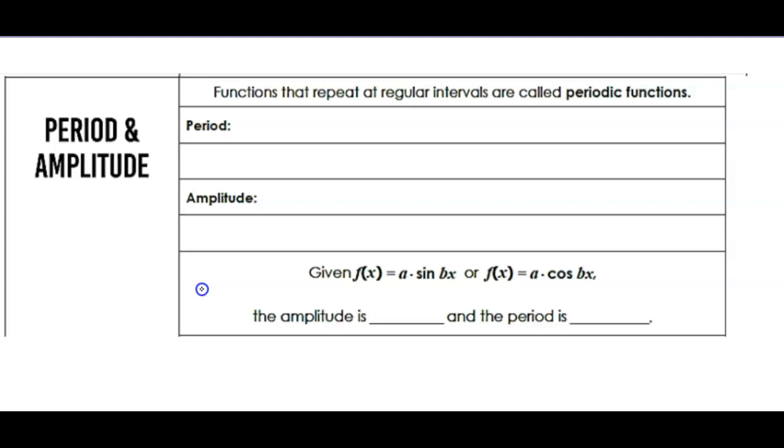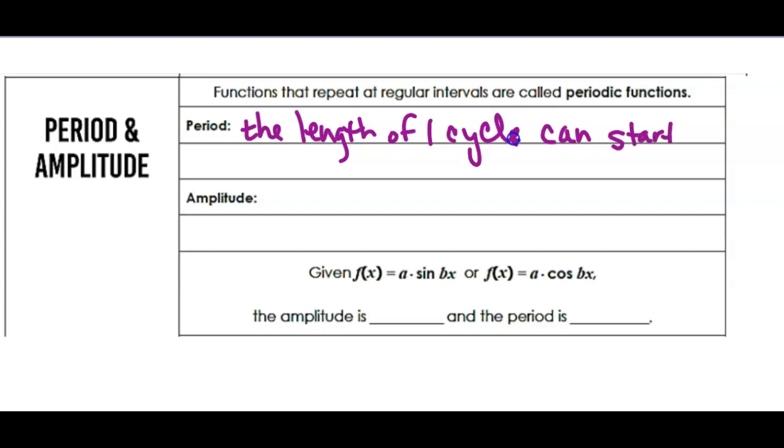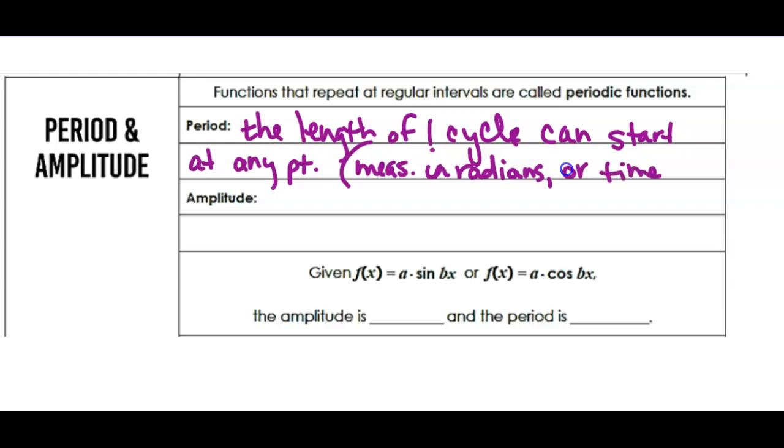So the period is the length of one cycle, and you can start at any point. For the parent function, okay, it is 2 pi. It's mostly measured in radians, or when we do applications, we will measure it in time.